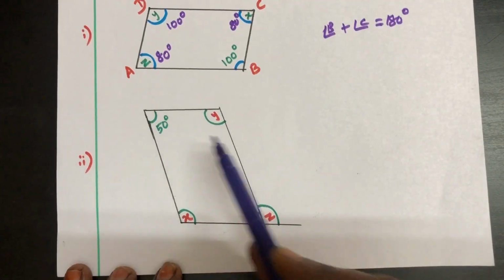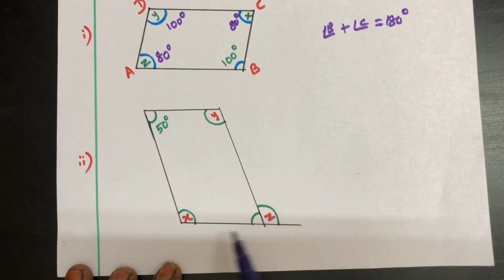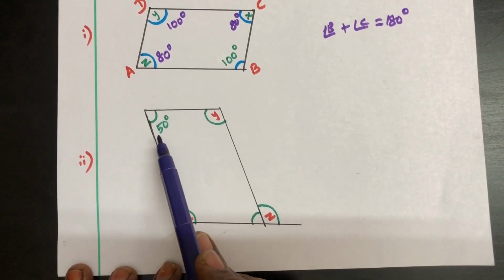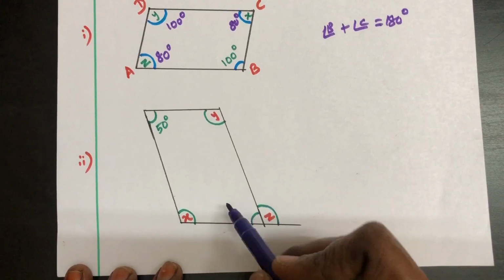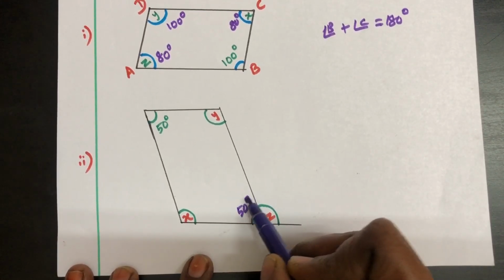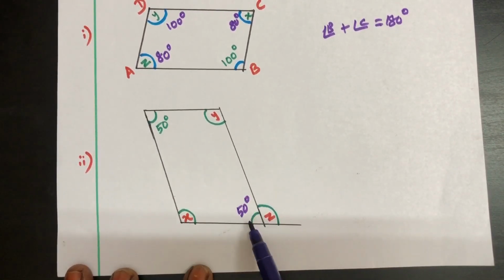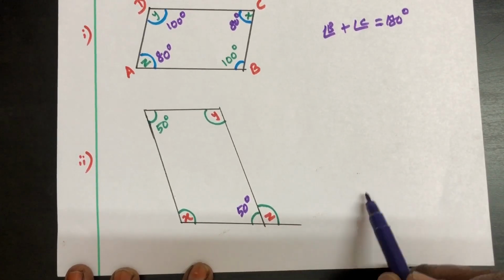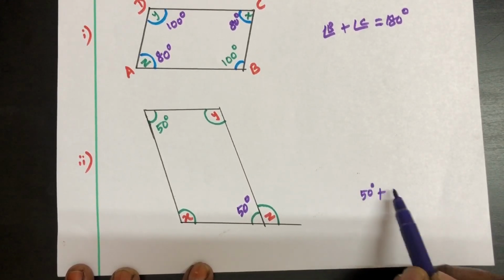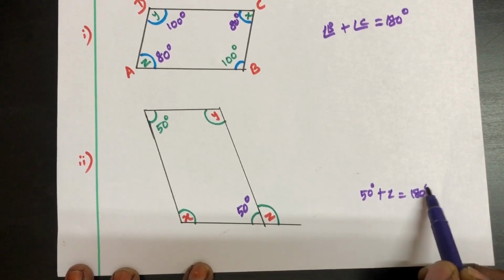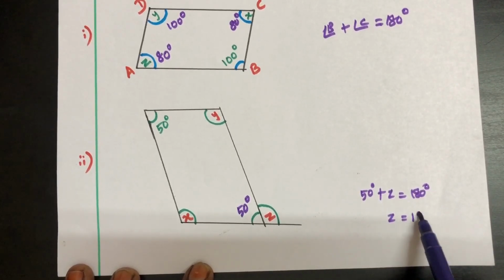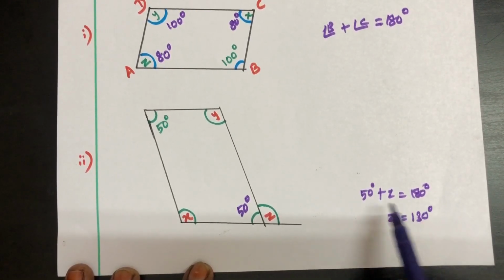Second subdivision, again it is very easy. See, it is a parallelogram. Parallelogram means opposite angles are equal. So, 50 degree means this must be 50 degree. This is a linear pair, right? This is a linear pair means 50 degree plus this Z angle gives you 180 degree. So, 50 plus Z equal to 180 degree. Therefore, Z equal to 130 degree, right?